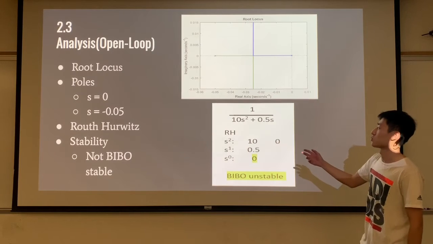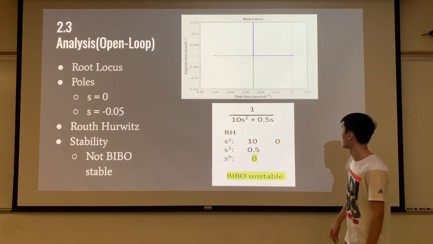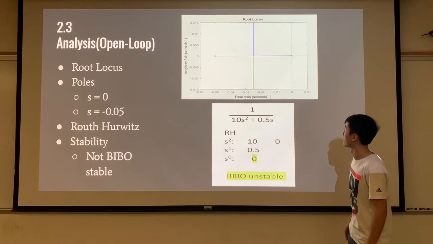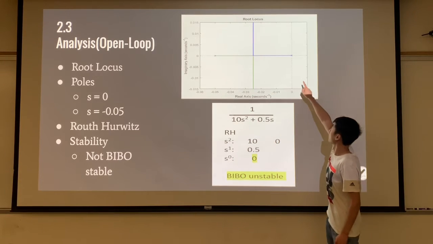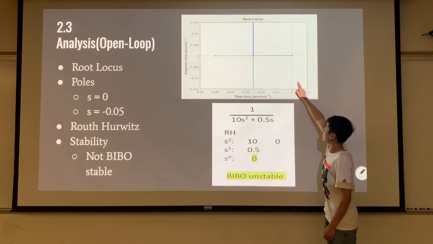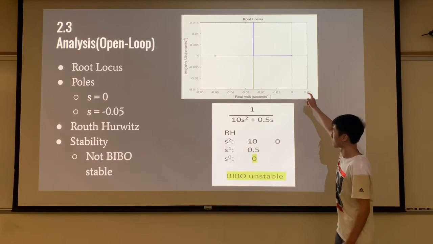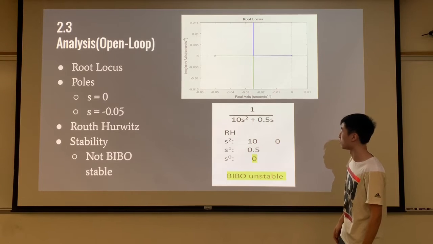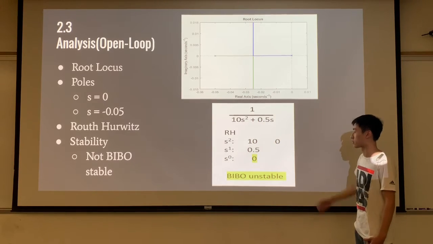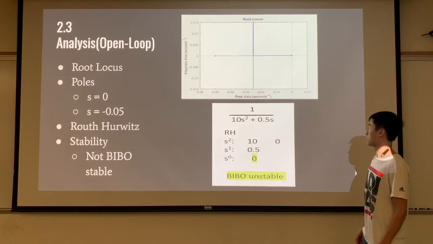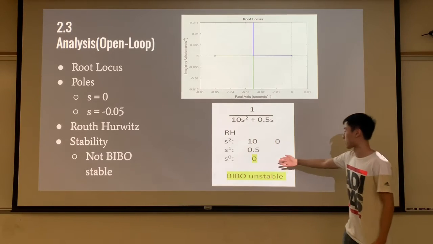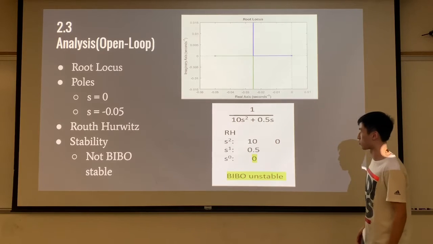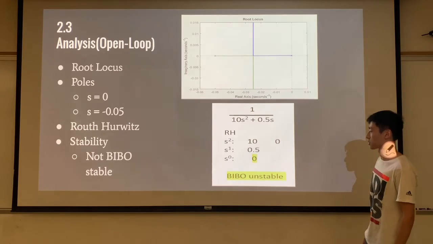Using the transfer function we obtained earlier, we found the root locus plot for the transfer function. And as you can see, there is one pole at the origin at s equals 0, which makes the transfer function unstable. And we further proved this by analyzing the Routh-Hurwitz. You can see that the first column has a 0 in it, which means that it's spiral unstable.